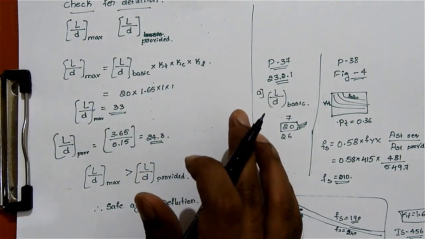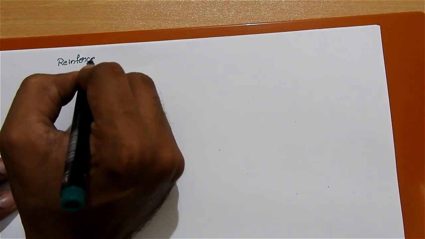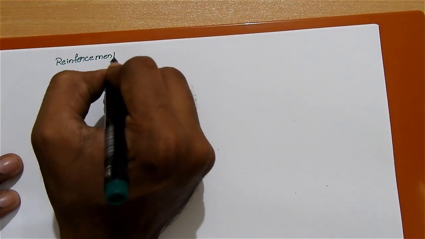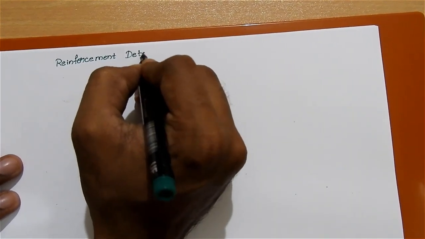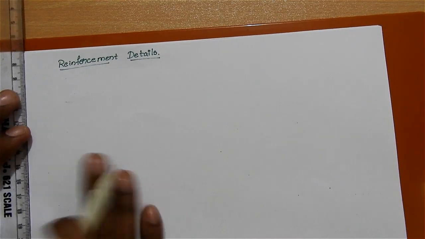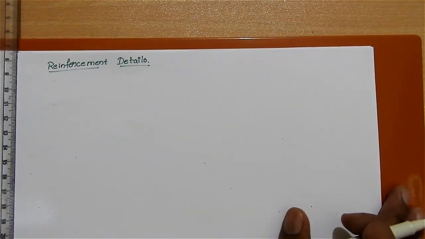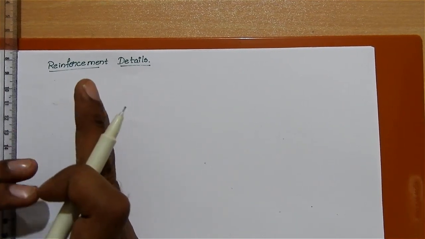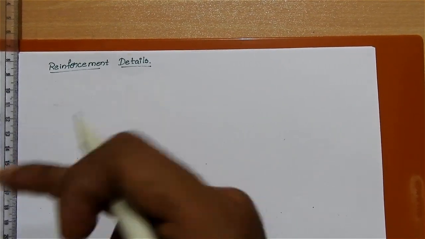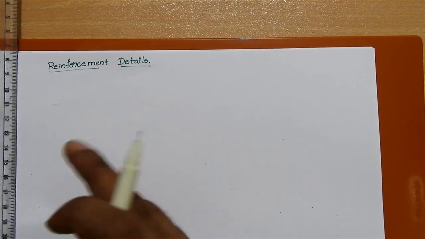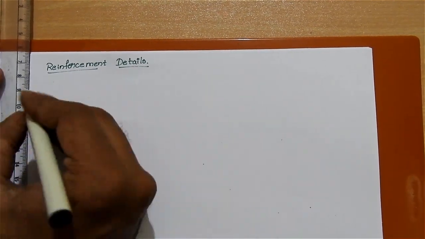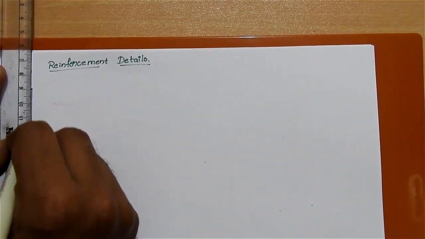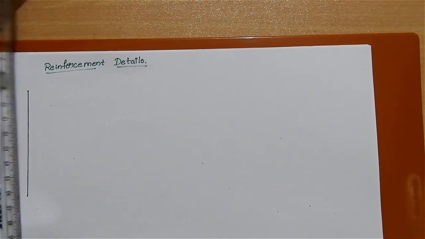Now your slab reinforcement details. Now we need to draw the figure. Because it is a one-way slab, the main reinforcement should be provided in the shorter span, and across the span you should provide distribution reinforcement. Now I will write the plan.